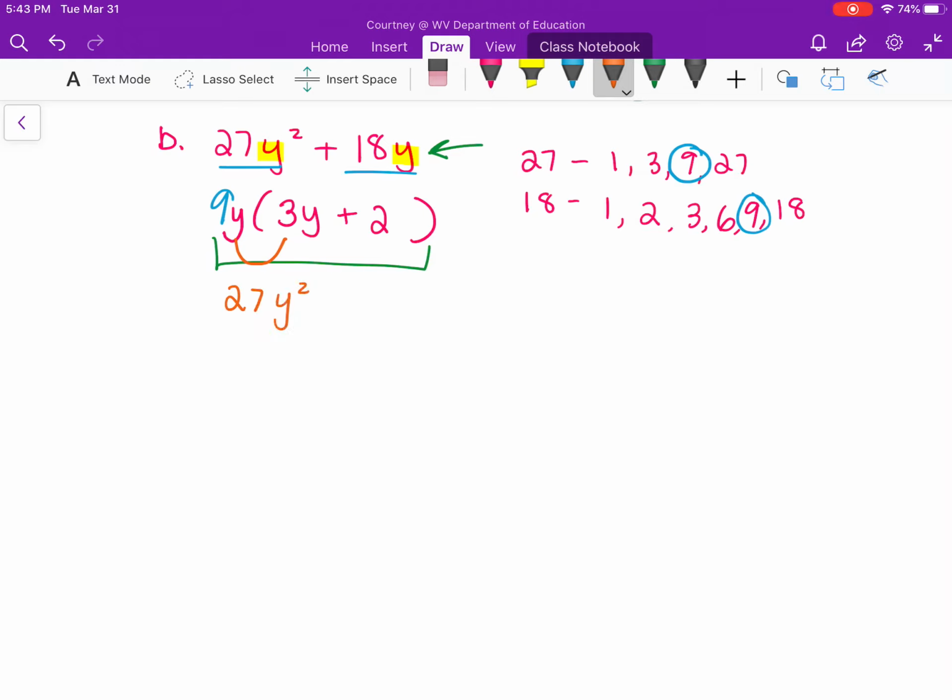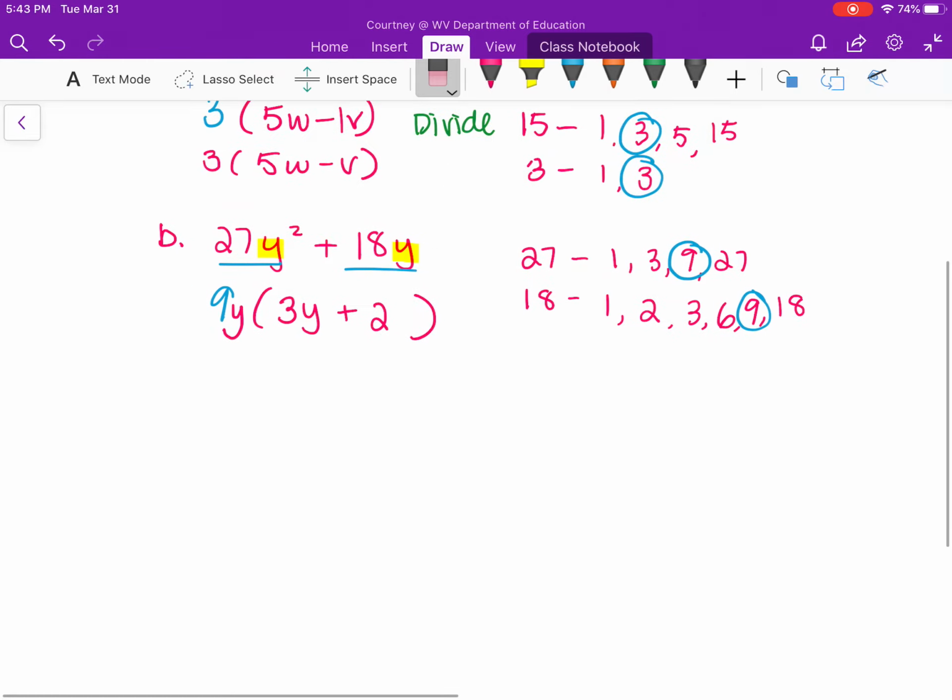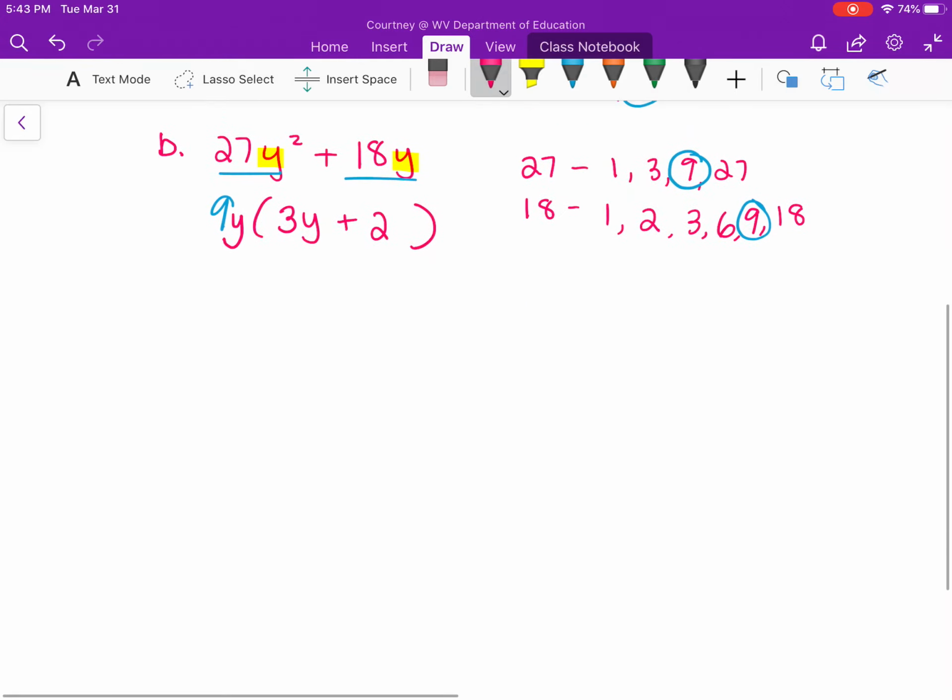And then you got y times y is y squared. And then we have 9 times 2 is 18y. Look at that. It's the same answer as up here. That's what we're doing. We're kind of doing the reverse of what we have been doing, which is multiplying using the distributive property. I'm going to erase all this. That was just to kind of show you what we're doing here. But that is how you do it.